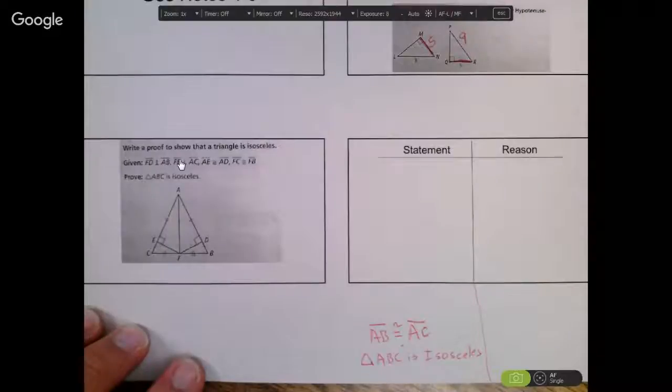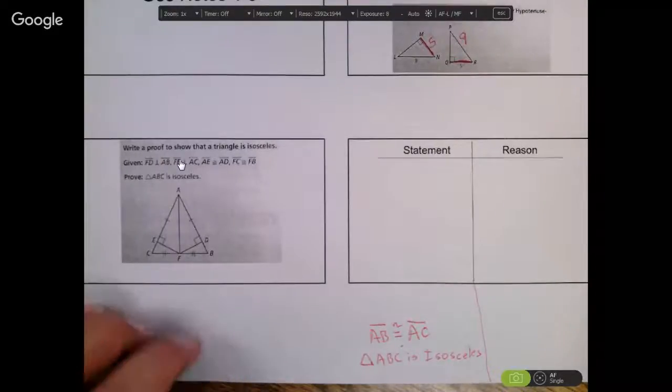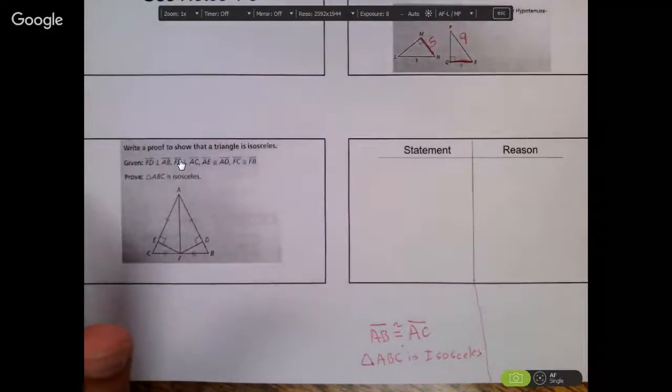Okay, so AE. Now this is where the roadmap comes into play. Now this is how I would advise to do the proofs.